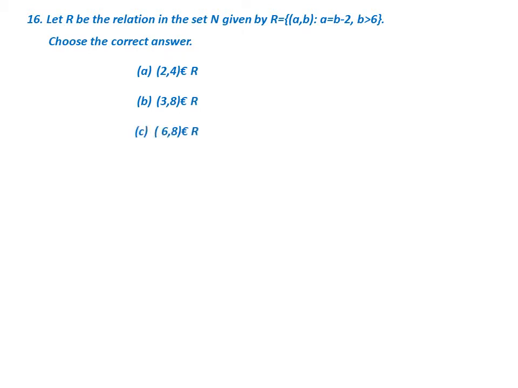Next one, last question actually. Choose the correct answer. See, the condition here is a equal to b minus 2, but b must be more than 6. So which one is correct? b must be more than 6, so definitely you cannot take the first option. You can see C is the correct option because the condition is a should be equal to b minus 2. So 8 minus 2 is 6. So C is the correct option. So this is the last question in the exercise.